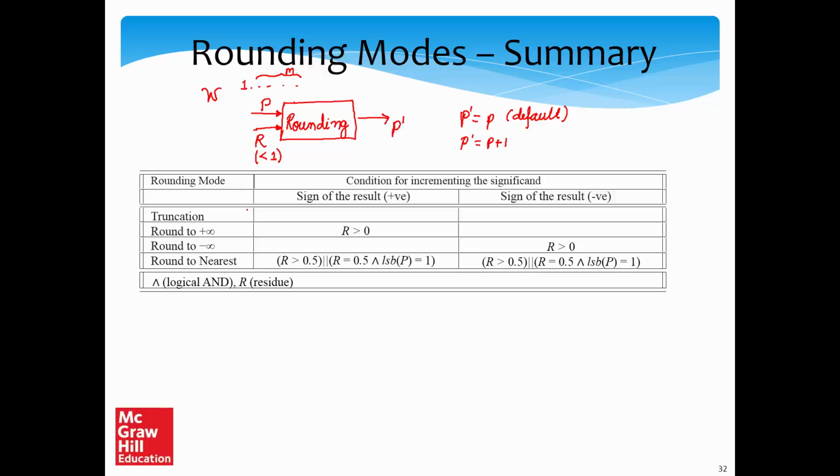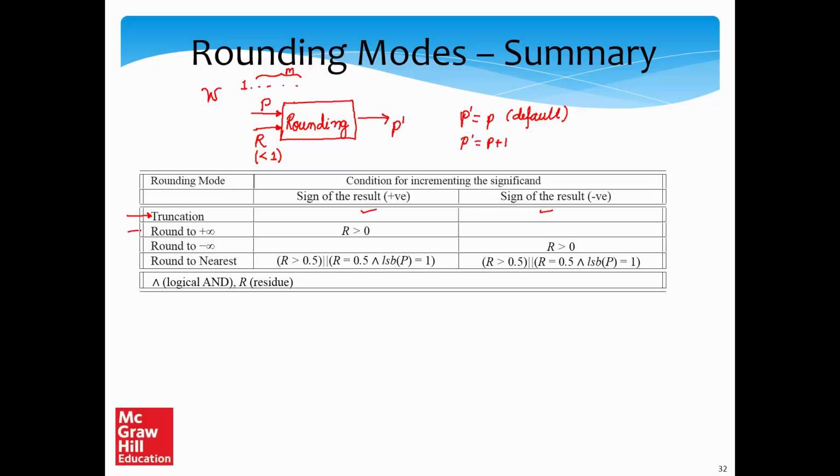So let's now try to state the basic rules for different rounding modes. Let's consider truncation first. In the case of truncation, what we do is we completely discard the residue. So P dash is equal to P. So in both the cases, we don't do anything and the default remains. And the default, when the sign of the result is positive and when the sign of the result is negative, is the same, which is that we just discard the residue. So that's the reason we don't do anything other than mere truncation.